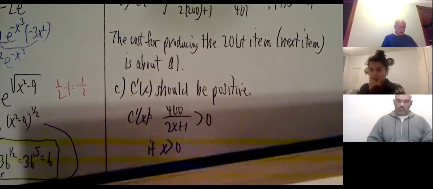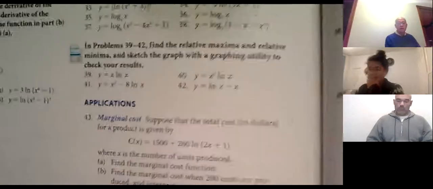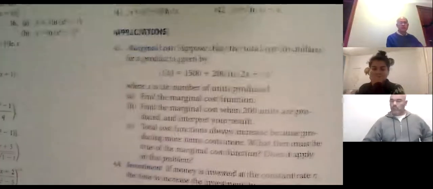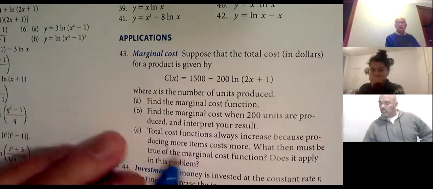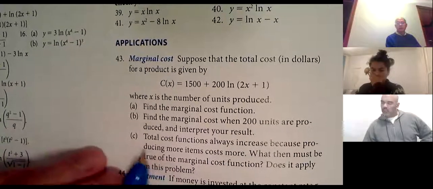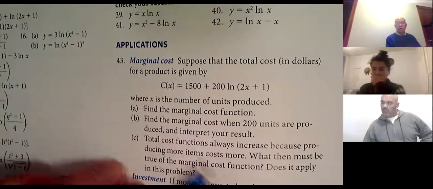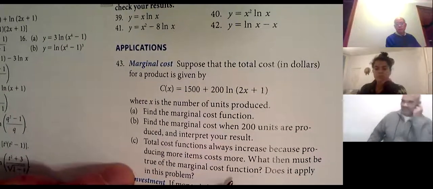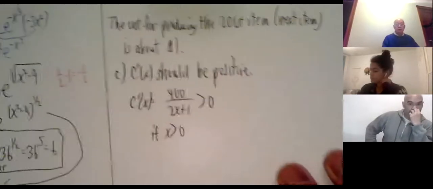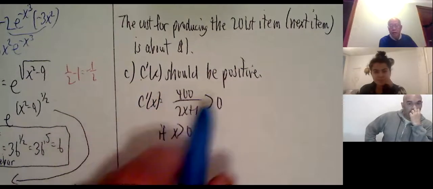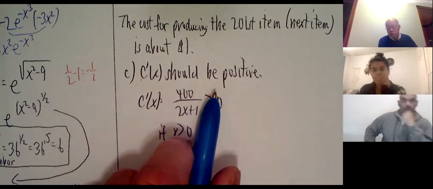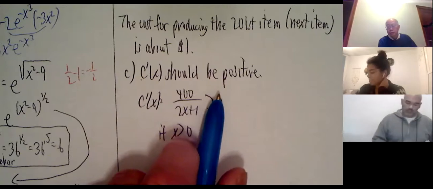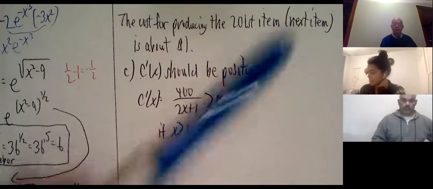And then what are they saying for part C? Total cost functions always increase, but then must be true of the marginal cost function. Okay? So if the cost functions always increase, the marginal cost must be a positive quantity. Does it apply in this problem? Okay. So C prime of x should be positive. The more you produce, the more the cost. Slope should be positive. So if you were to graph it, it should be positive.